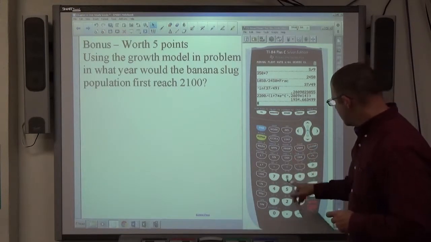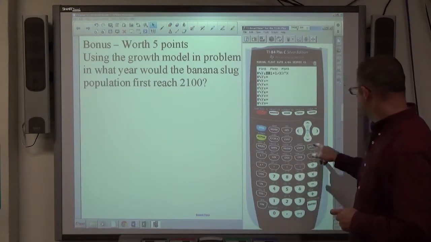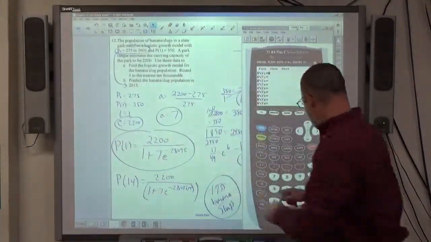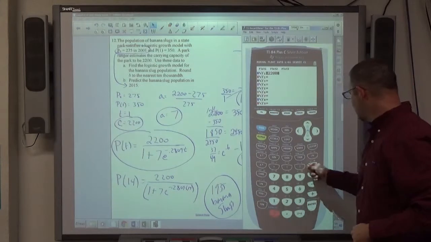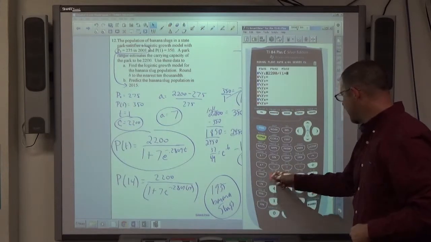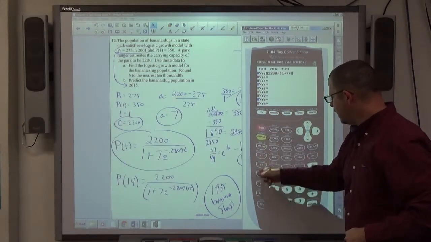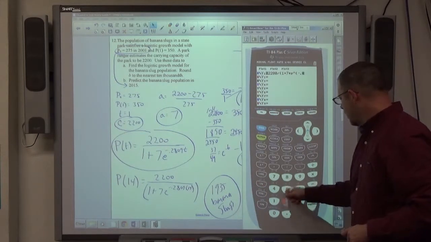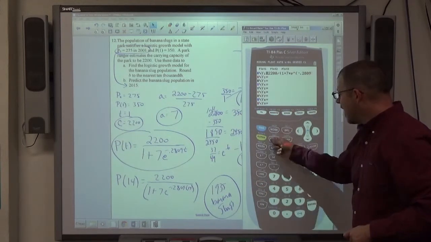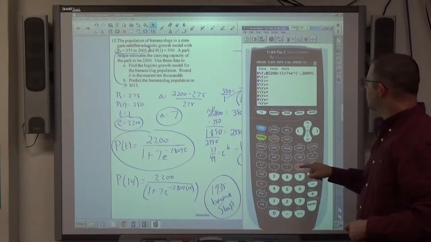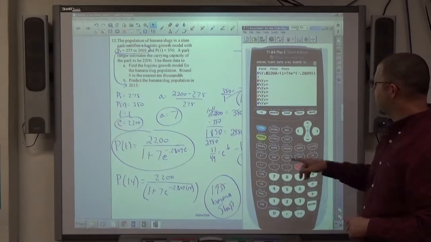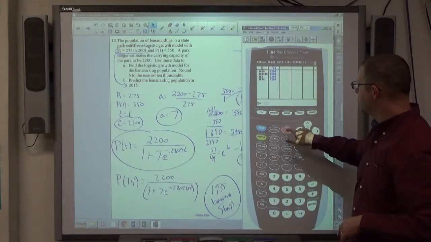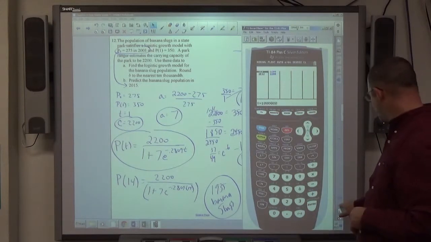So if I just take this y equals and type in my logistic growth model. So go back here and type that in. So 2200 divided by parentheses 1 plus 7 times e to the negative 0.2809 using x for t, end parentheses for the power, end parentheses for the denominator. Come over here to my table and just start throwing numbers in. Just to guess and check really for this bonus.